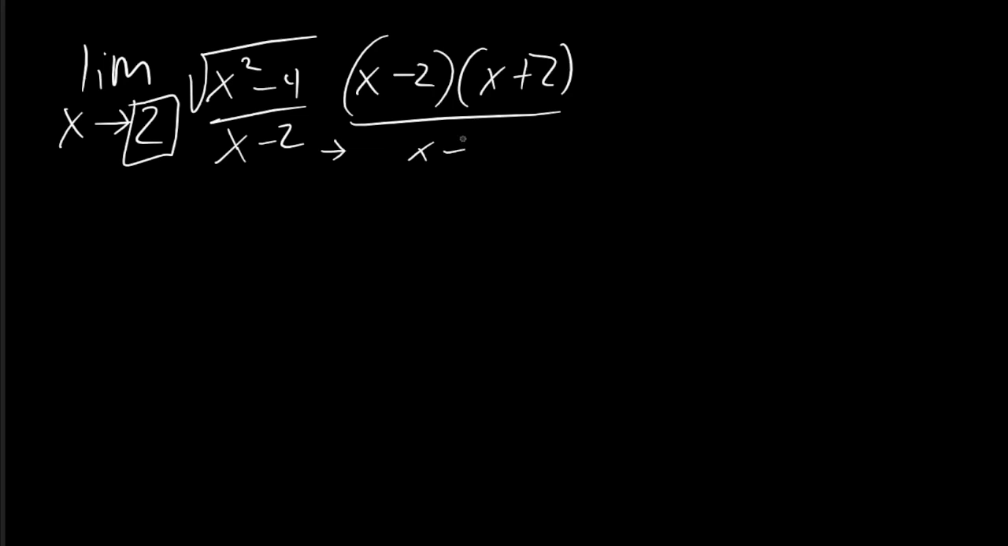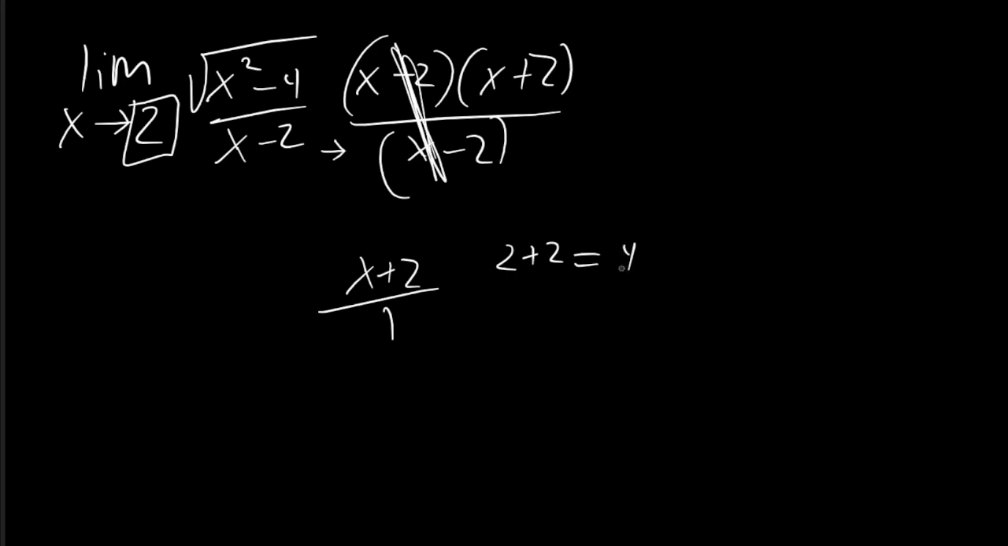Now I spy with my little eye something that is the same as another thing in this fraction. So we have x minus 2 and x minus 2. And as we know, any number divided by itself is equal to 1. So we cancel these out and get x plus 2 over 1. And now, if we plug in the number 2, we get 2 plus 2, which is equal to 4. 4 over 1, and that is just equal to 4.